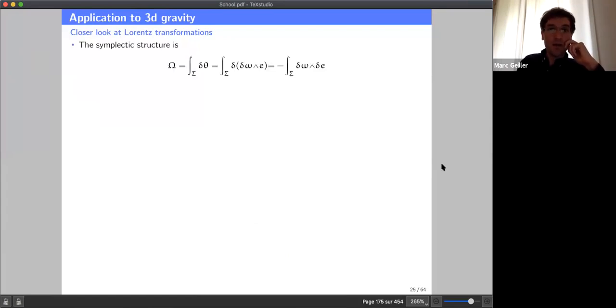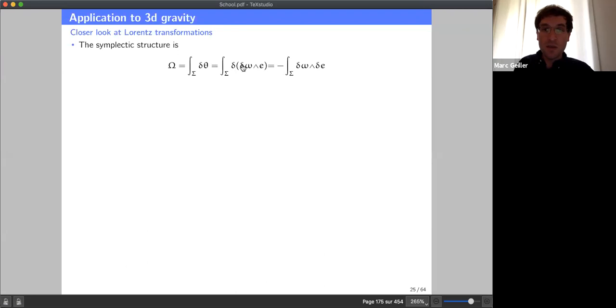So first of all, we can compute explicitly the symplectic structure. The symplectic structure is very easy to compute. By the way, notice that you see here at this point an advantage of the first order formulation, working with the connection omega and the triad E, because the symplectic potential is just delta omega wedge E. It's a much simpler expression than what we had yesterday in the case of metric gravity. So it's a much simpler expression than the symplectic potential expressed in terms of the metric tensor G. Because of this, the symplectic structure is very simple, and it's just delta omega wedge delta E.